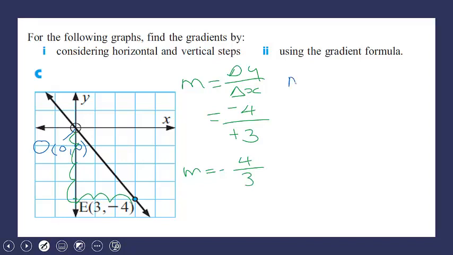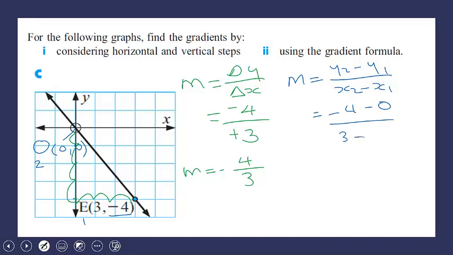Gradient formula, M equals y2 minus y1 over x2 minus x1. Okay, so E is going to be 1 and O is going to be 2. So we're going to say minus 4 minus 0 over 3 minus 0. So M equals minus 4 over 3, which is exactly the same answer.